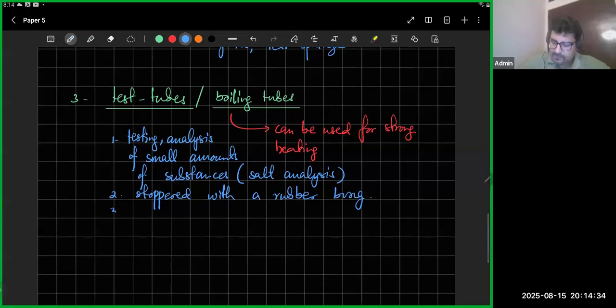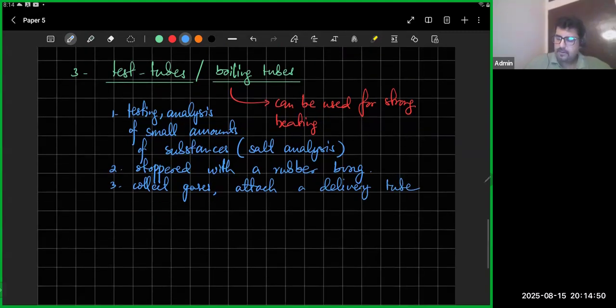You can collect gases if you want to. You can attach a delivery tube to it. और क्या कर सकते हैं टेस्ट ट्यूब के साथ? You can heat it. It can be used for decomposition, like strong heating.